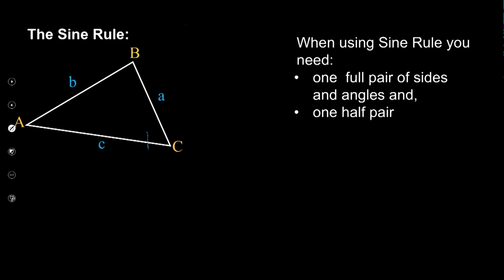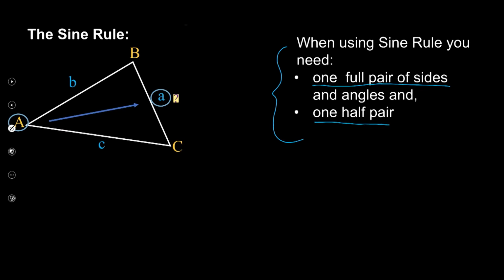When we're using the sine rule, we need to think about two very important things. In order to use the sine rule, we need to be given one full pair of sides and angles and one half pair. What does that mean? Let's look at our diagram again. If we were looking for side a, we would have to be given the angle across it, and this would be our half pair.